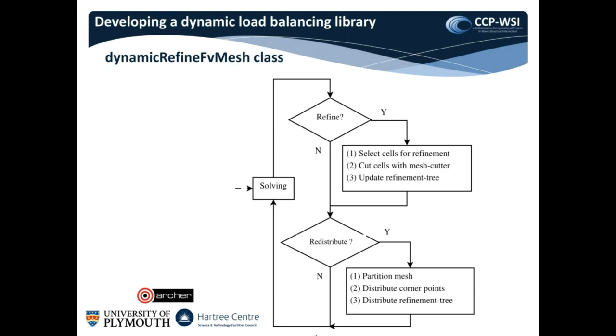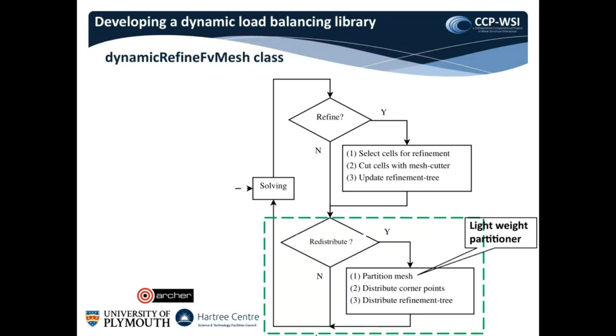So in this case, how do we do redistribution? When we do redistribution, the first thing is how do we partition the mesh, and how do we make sure the partition cost is minimal? The majority of the work of developing dynamic load balancing is in this green part. First we need a lightweight partitioner, and then we think about how to distribute the data combined with the mesh.